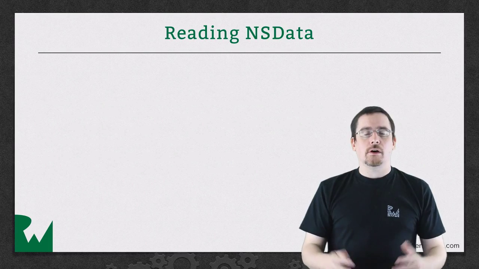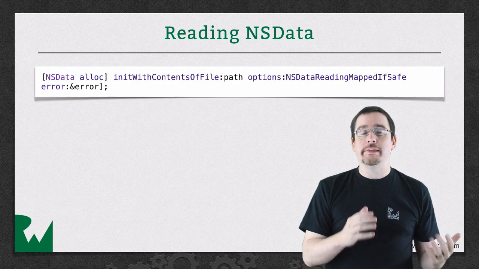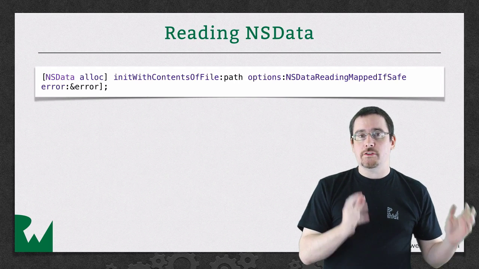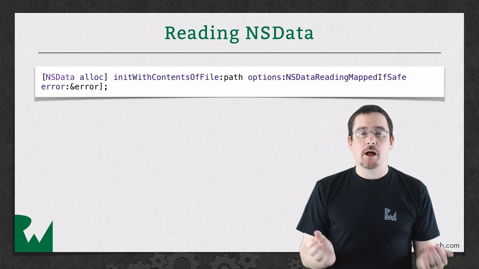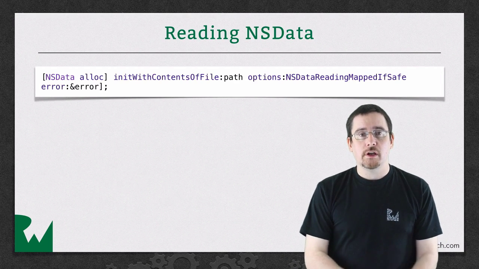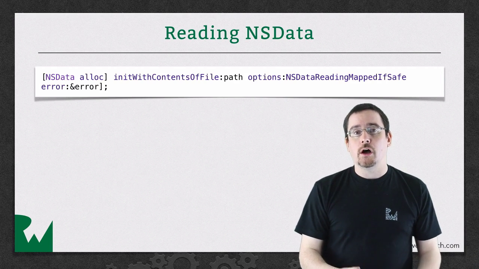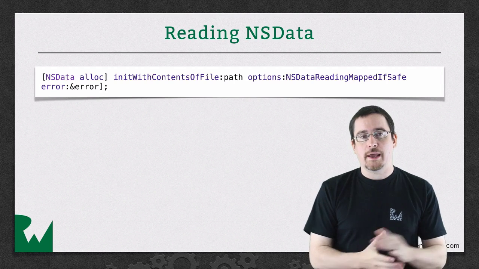Reading NSData is also pretty easy to do. It's a simple alloc and init. You're going to call initWithContentsOfFile, and it's going to take a path. So you're going to provide an absolute path of the location of where your file is located. It's going to take a couple options, and again, it's going to take the address of an error object. And if your object is returned as nil, then you know something's gone wrong, and the error object has been populated, so you can see exactly what has happened.